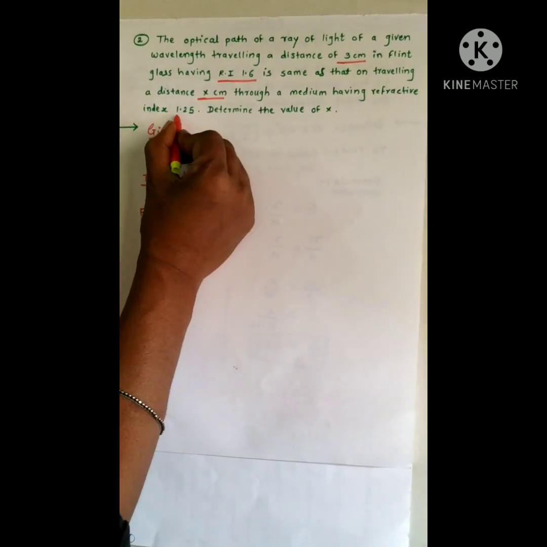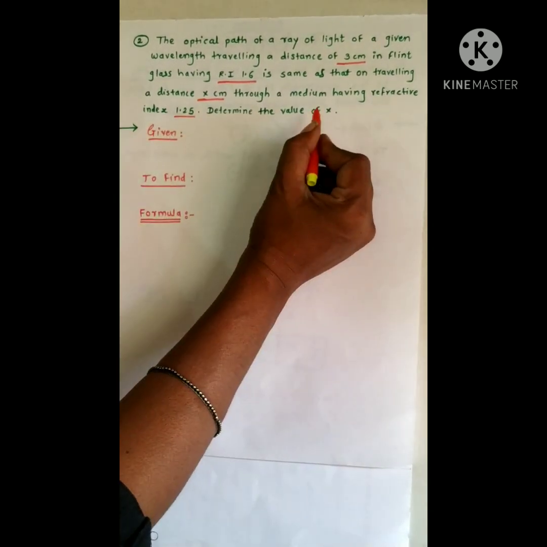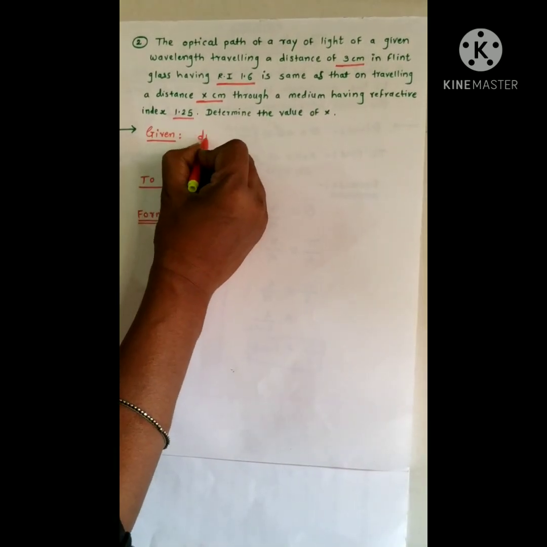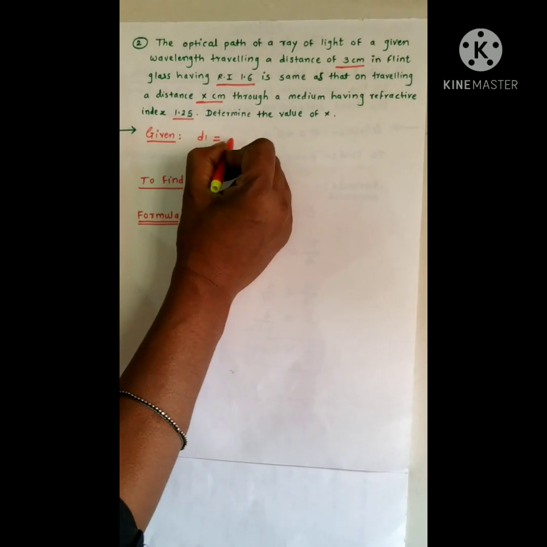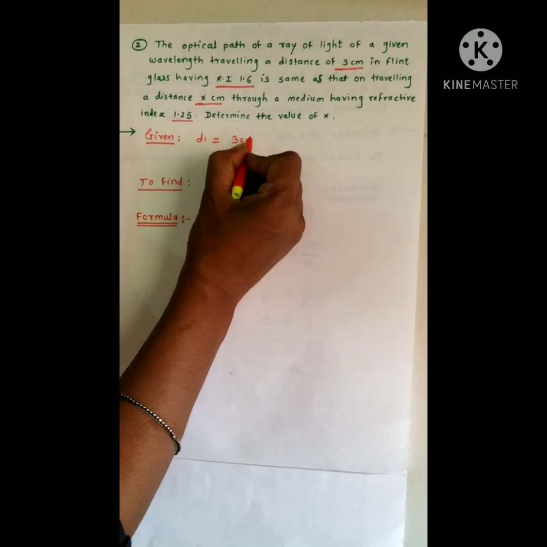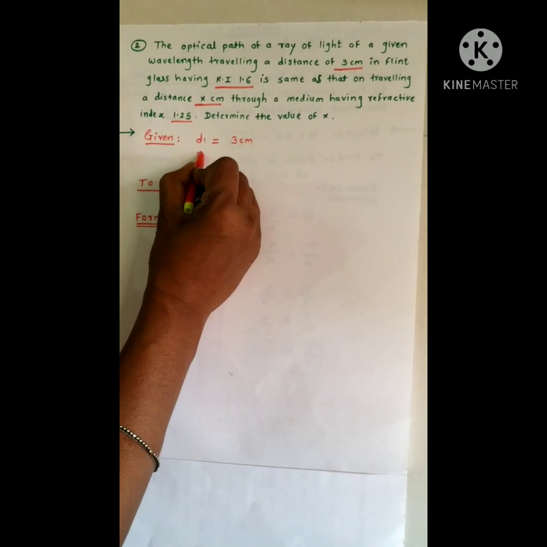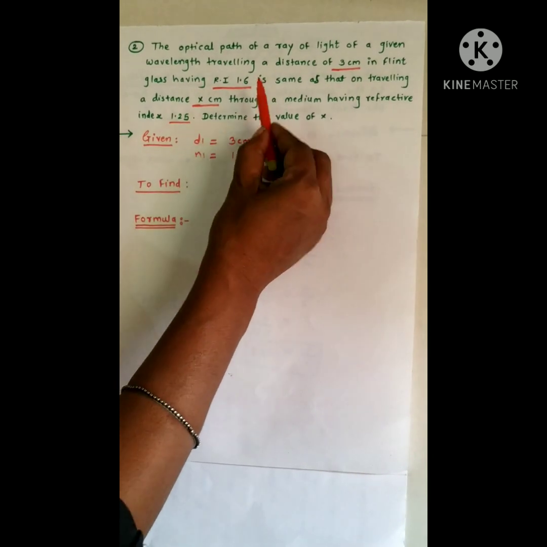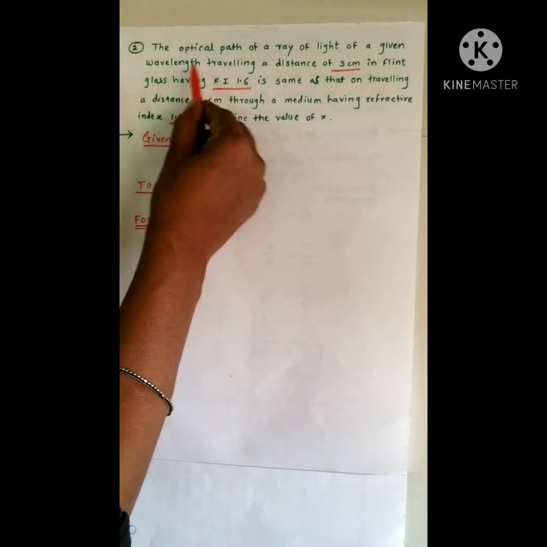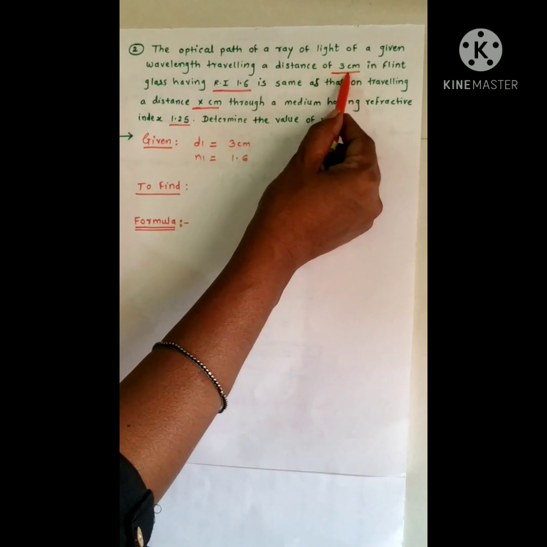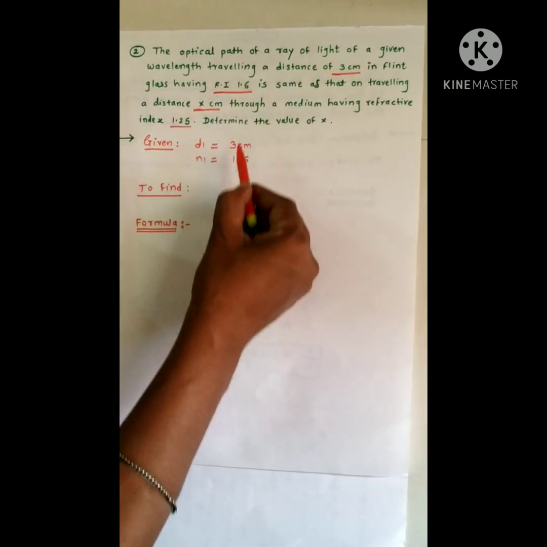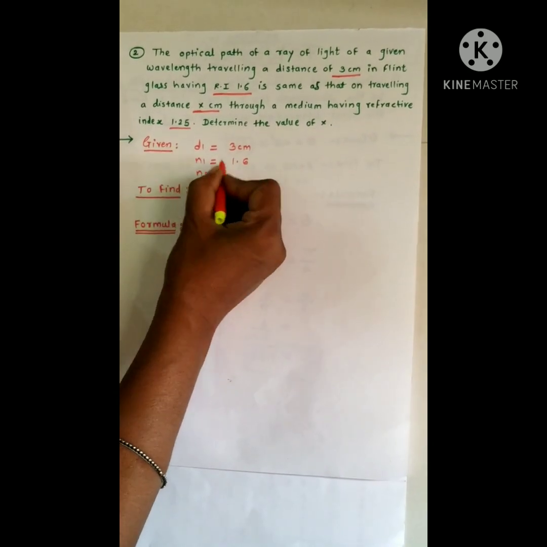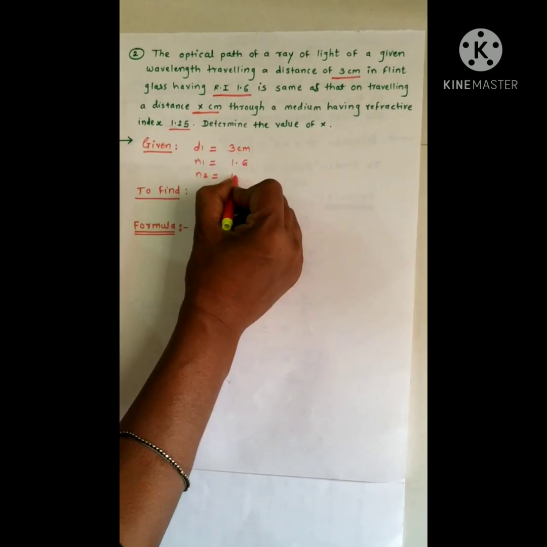So we have to find the value of x. What are the given quantities here? Distance d1 is given: d1 is equal to 3 centimeter. Then n1, the refractive index, is 1.6. And the second refractive index is also given, that is 1.25.